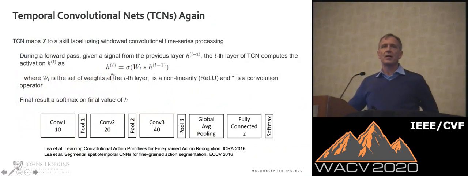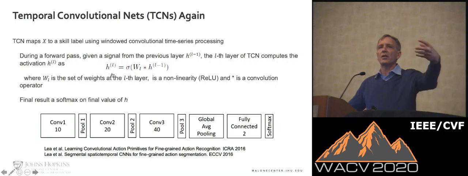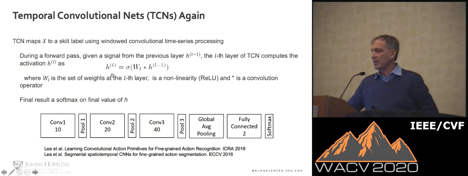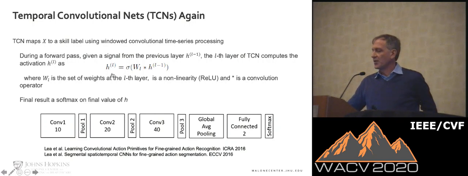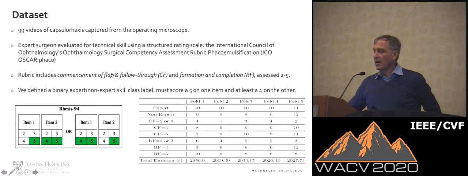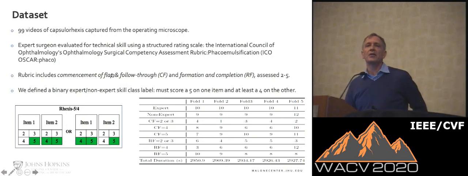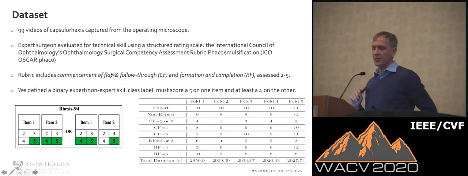We use TCNs again, with a little bit of a modification. We add essentially a time series component that summarizes the whole video, a little bit like an RNN. So we end up with a state at the end that we can then project into a skill label. And we have 99, not 100, 99 videos of capsule rhexis that we captured. We have a surgeon who is really interested in this work, and she has been super to do this. She also managed to get her colleagues to apply skill labels to these videos.